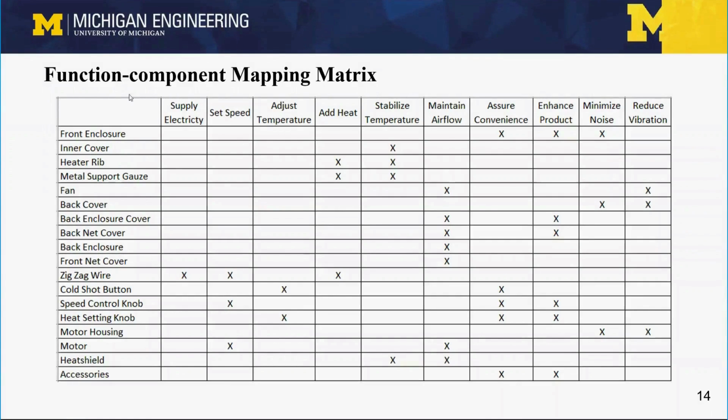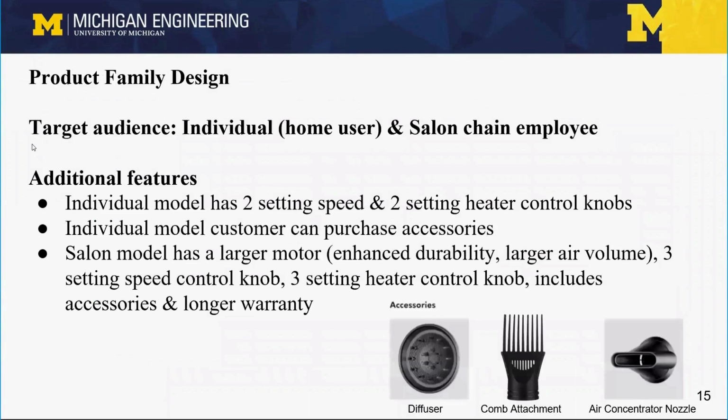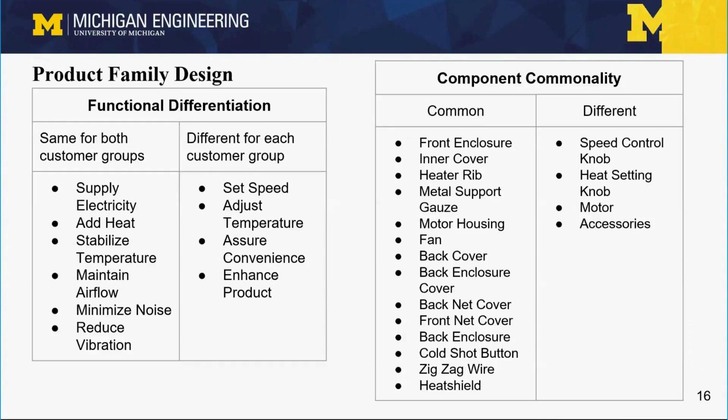This is the function component mapping matrix, which is based on the FAST diagram and shows the functions of each hairdryer component. Our target audience is the individual or home user and the salon chain employee. The individual model has a two-setting speed control knob, a two-setting heater control knob, and the customer can purchase accessories. The salon model has a larger motor for enhanced durability and to provide the larger air volume that is needed in a salon setting. It has three-setting speed and heater control knobs, includes the accessories, and has a longer warranty.